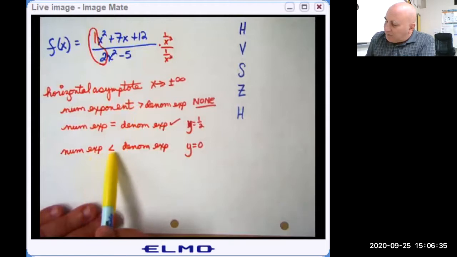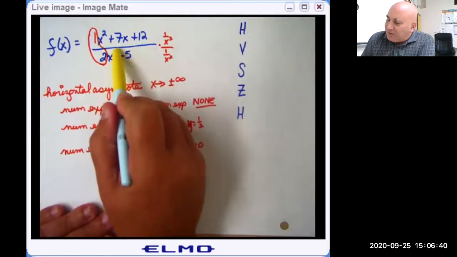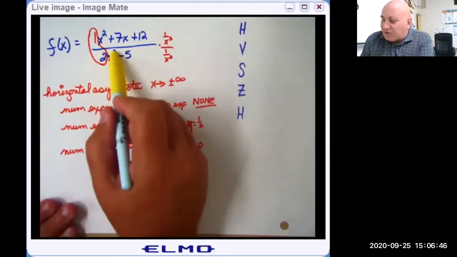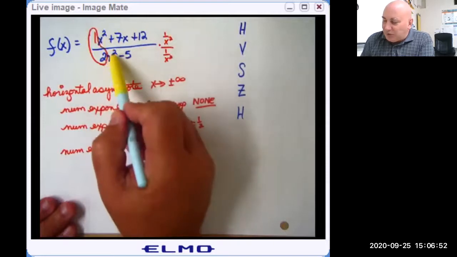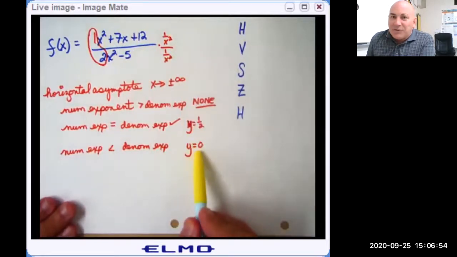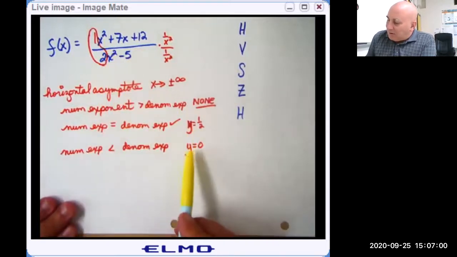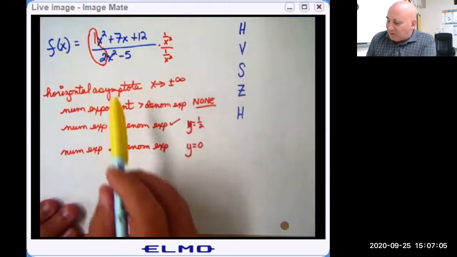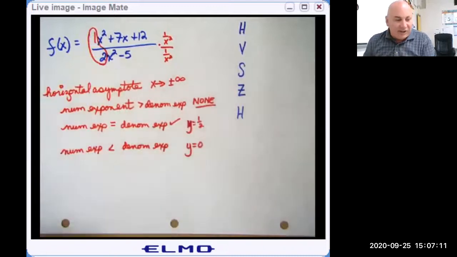If the numerator exponent is less than the denominator exponent, let's say this was 2x to the 5th here, can you see that 2x to the 5th is going to grow as x gets out to infinity? That's going to be such a bigger number than x squared that this divided by this huge number will always give us y equals 0. So if the denominator degree is bigger, you get y equals 0. If the numerator degree is bigger, there is no horizontal. And if they're equal, you find the quotient of the leading coefficients. And here's how I got that number.